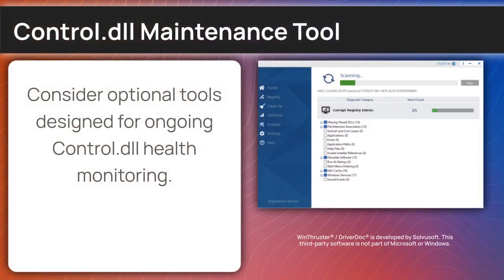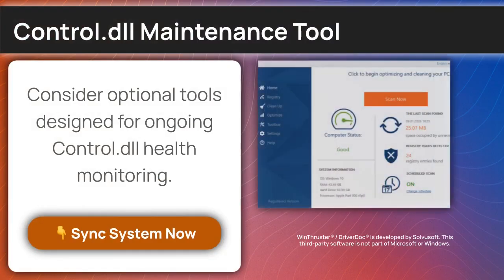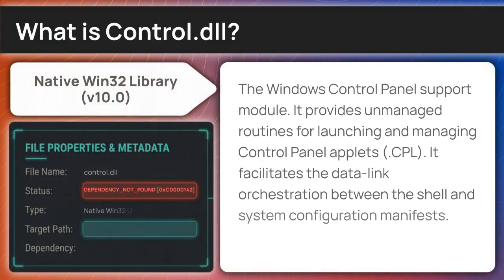As we prepare to resolve Control Library, consider using the diagnostic path below to ensure a stable environment for your libraries. This is the Control Library, the Windows Control Panel Support module. It provides unmanaged routines for launching and managing control panel applets, .cpl. It facilitates the data link orchestration between the shell and system configuration manifests.